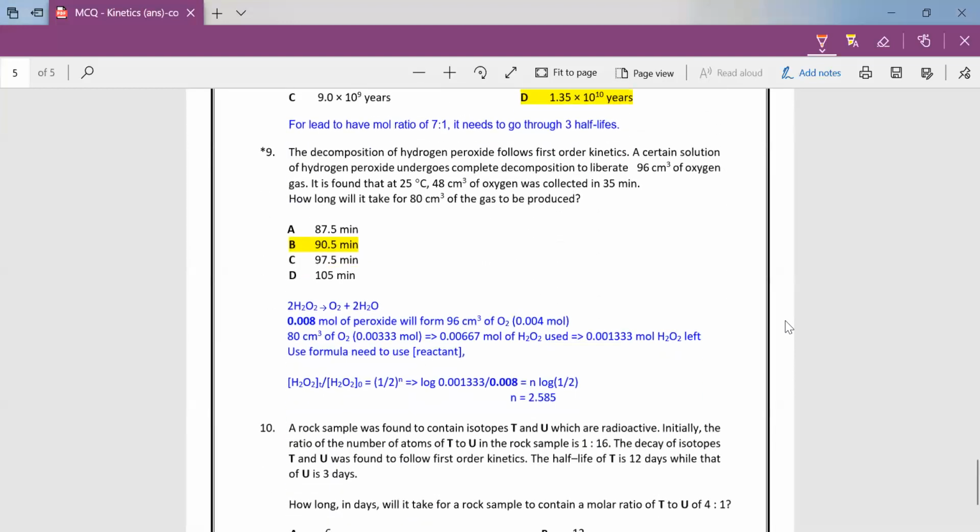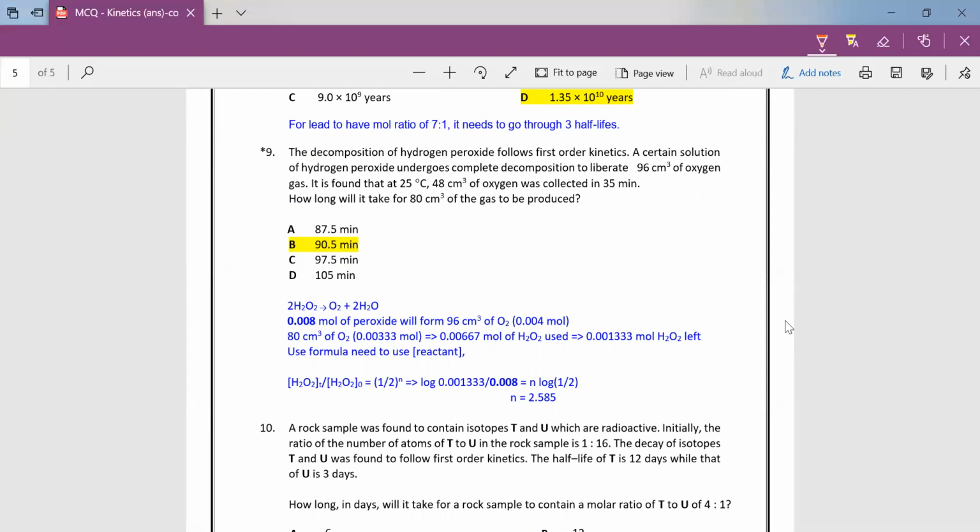Question 9. Decomposition of hydrogen peroxide is first order kinetics. A certain solution undergoes complete decomposition to liberate 96 cm3 of oxygen. It is found that at 25 degrees Celsius, 48 cm3 of oxygen was collected in 35 minutes. How long will it take for 80 cm3 to be produced? This question involves a lot of working.